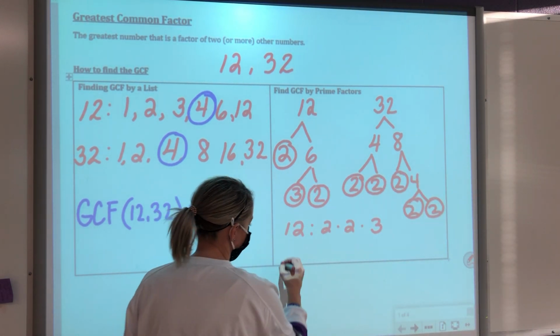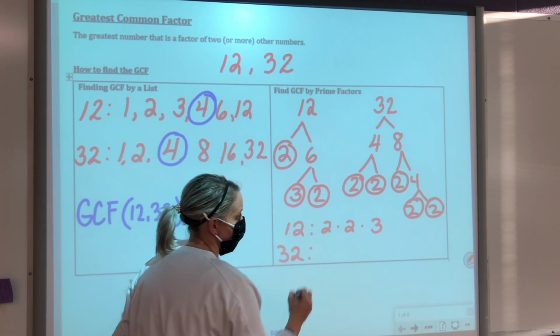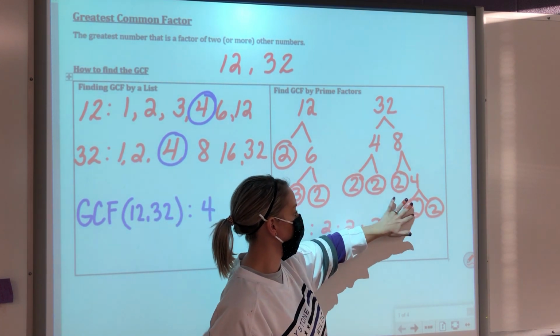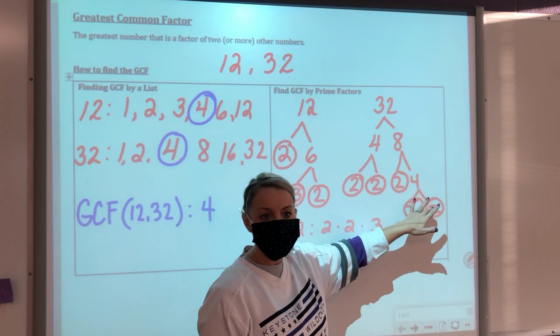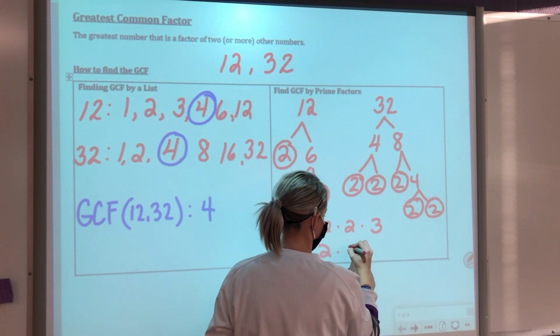Okay. So when I break down 32 as prime factors, 2 times 2 times 2 times 2 times 2. How many 2's do I need? 5. This is a lot easier than the other thing.